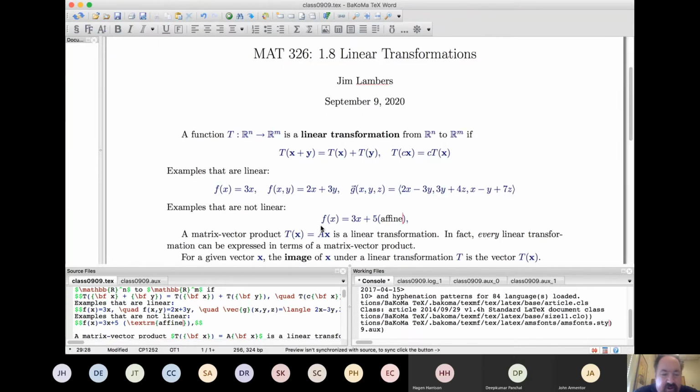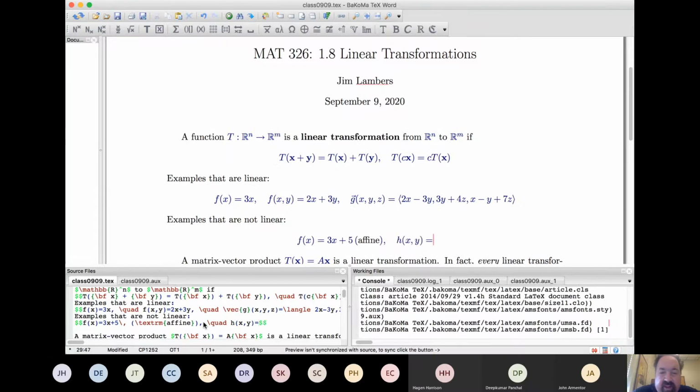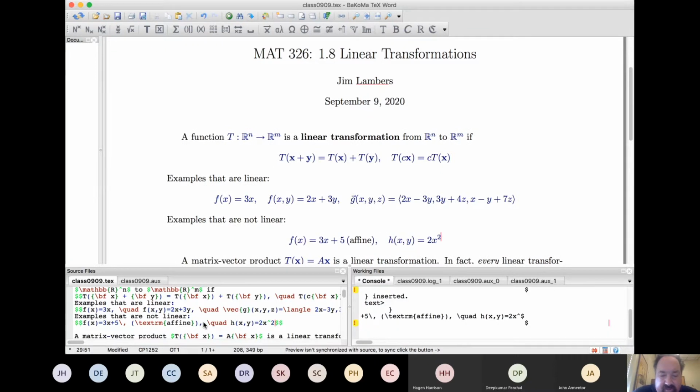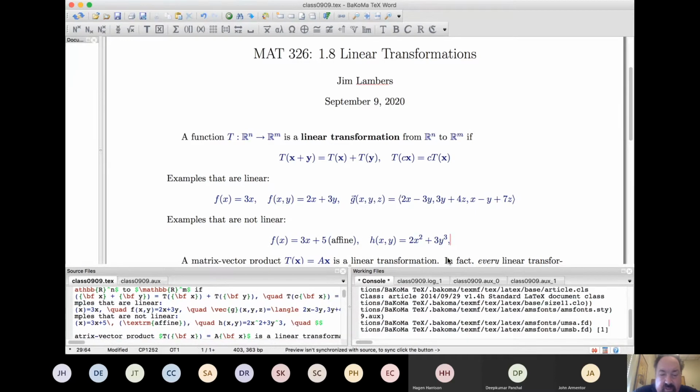It's called an affine function. Right, so it's a linear function with a shift of plus 5. So this does not fall into this category. Other examples that would be more obvious as nonlinear, like, all right, if I have something like that, that is nonlinear. And one more.